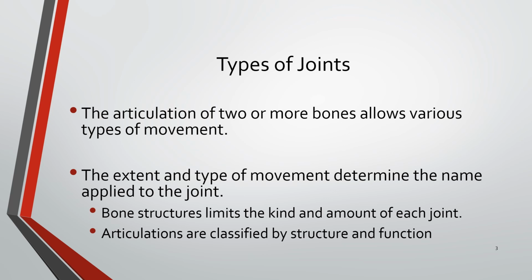Again, the extent and type of movement determine the name that is applied to the joint. Bone structure limits the kind and amount of movement at each joint. And articulations, like I said, can be classified in 2 different ways. We can classify them structurally and also functionally. In terms of their functional classification, we're talking about the types of movements that can be allowed at those particular joints, or the number of movements.